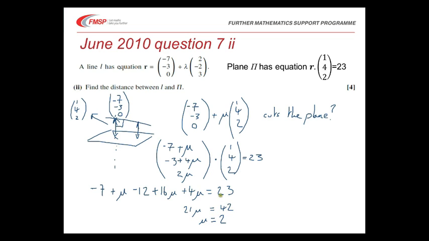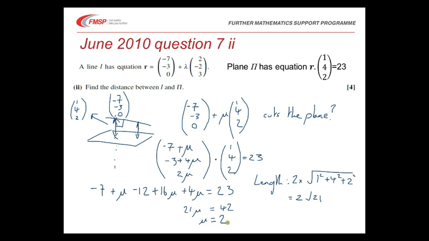Now the thing that makes this method so quick is I don't need to now work out this point here by putting mu into this equation, because all I need to know is the length from there to there. Well, this mu is telling me that it's 2 lots of the direction vector, so it's 2 lots of (1, 4, 2). So the length is 2 lots of the length of (1, 4, 2). So the distance is 2 times the square root of 1 squared plus 4 squared plus 2 squared. 1 plus 16 is 17 plus 4 is 21, so it's 2 root 21.